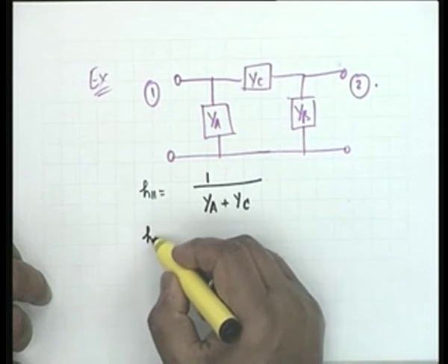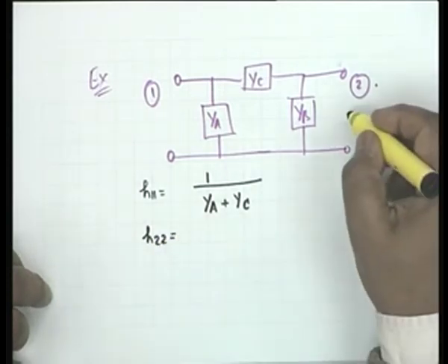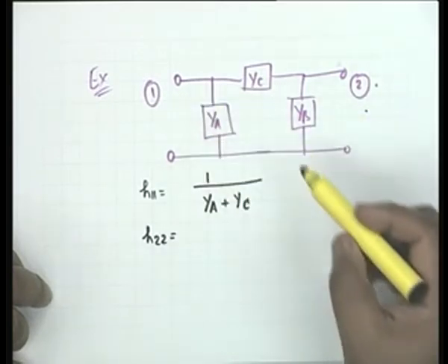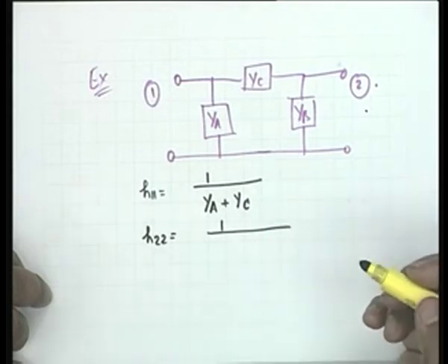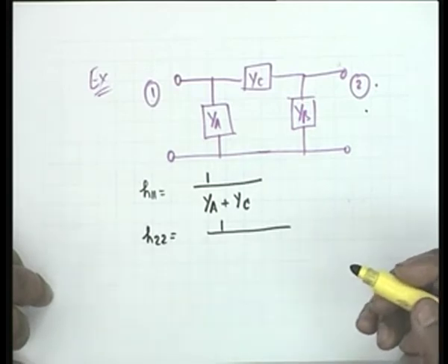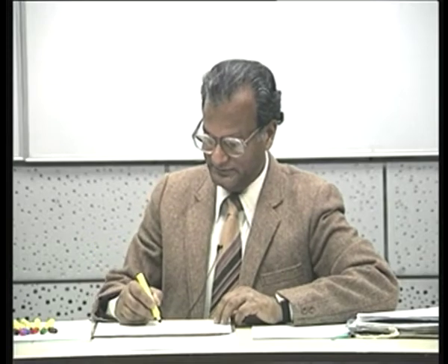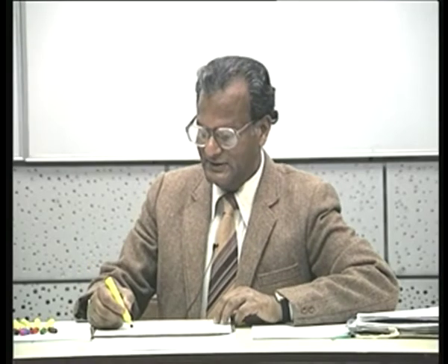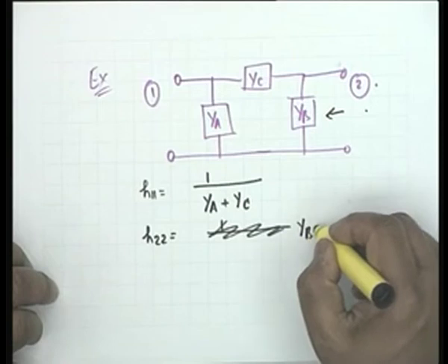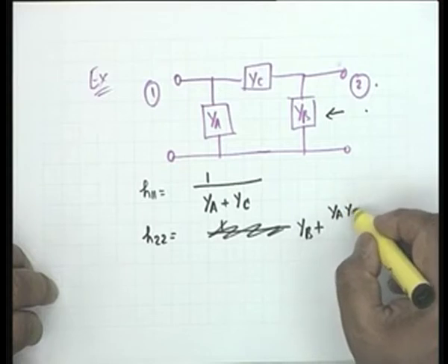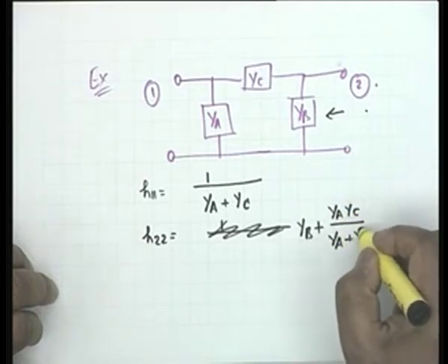In a similar manner, H22 would be the impedance measured from here with port 1 opened, and therefore, it would be 1 over Z22, agreed? Now, obviously, H22 is an admittance, isn't that right? So, the admittance measured here would be YB plus the admittance of the series combination of these two, which is exactly equal to YA YC divided by YA plus YC.